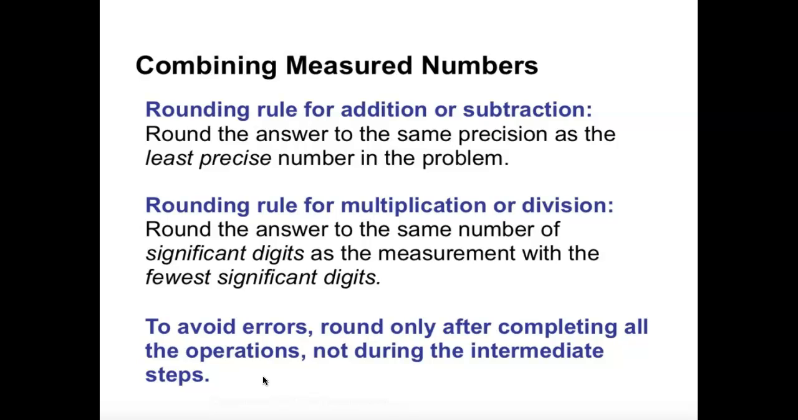So with that in mind, we're going to talk about how we're going to combine measured numbers. When I say combine, I mean add, subtract, multiply, and divide, and what the rules are for rounding those to make sure that we are not giving more precision than we should have or less precision than we should have. For addition and subtraction, we want to round the answer to the same precision as the least precise number in the problem. This is kind of a chain is only as strong as its weakest link, right? In addition and subtraction, your answer can only be as precise as the least precise number involved.